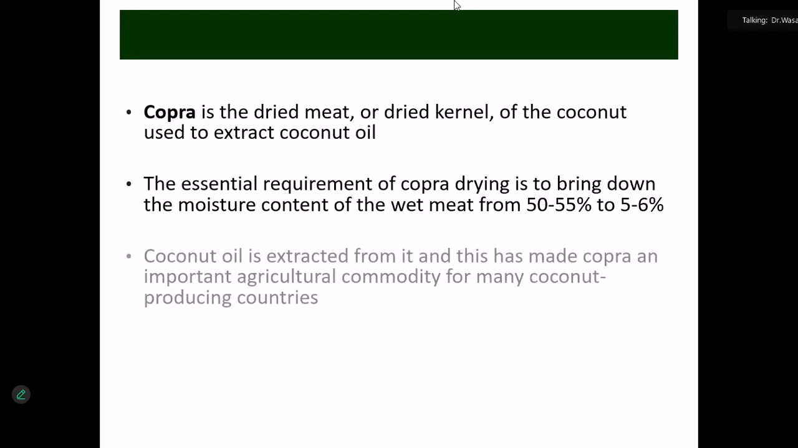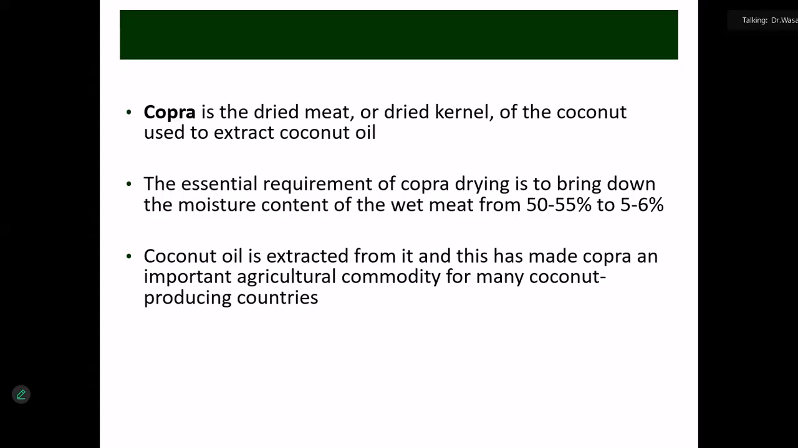Copra is dried meat or dried kernel used to extract coconut oil, but not white color. Copra maximum white color is 82%. DC is 100% white. Copra maximum 82%, around 80%.